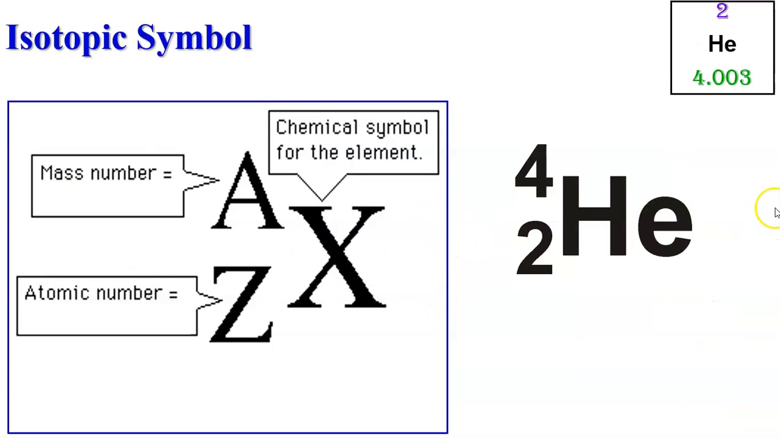So your isotopic symbol is what we would use to show your isotope's mass over its atomic number. It's just a simple way of displaying it. And the way we would write this out is you have your chemical symbol, which right here we can see helium, your mass number over your atomic number. So here this would have a mass number of 4 and an atomic number of 2.